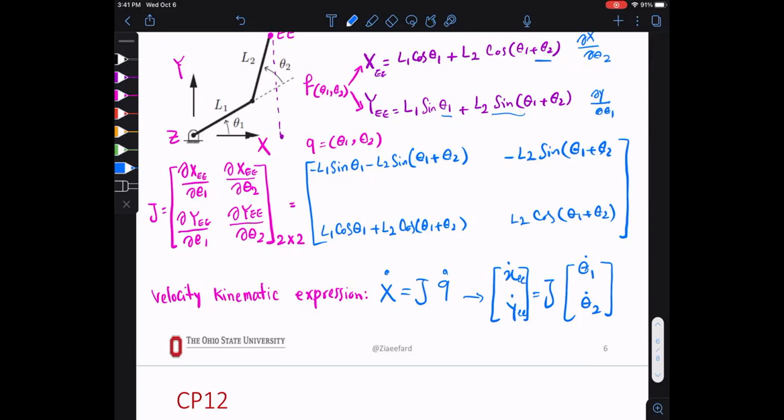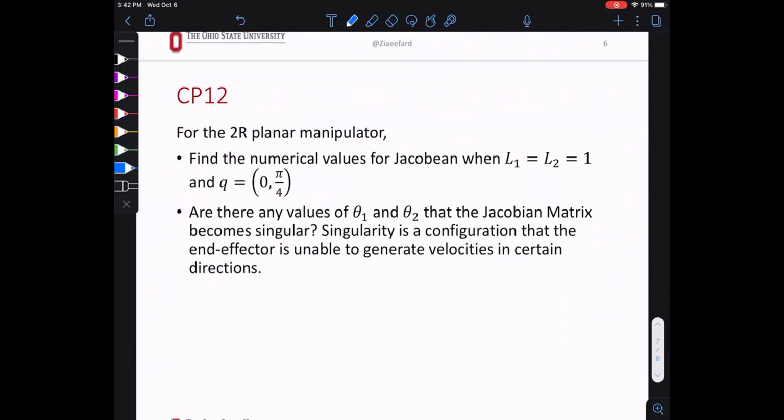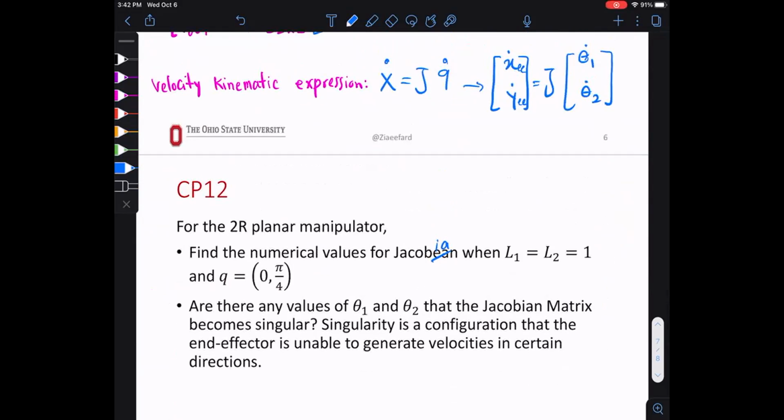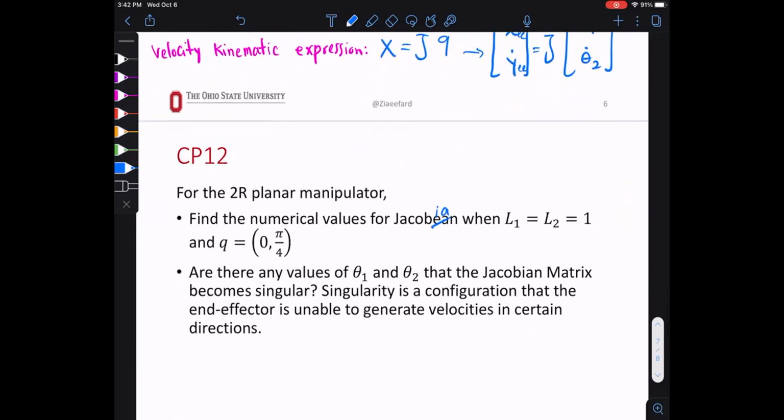Now, your class participation is to put in some values and find a numerical value for the Jacobian. For the 2R manipulator we just worked on, find the numerical value of your Jacobian when L1 and L2 are 1 and Q is 0 and pi over 4. That's part 1. Part 2 is to find if there are any values for theta 1 and theta 2 at which the Jacobian matrix becomes singular. That's kind of food for thought.